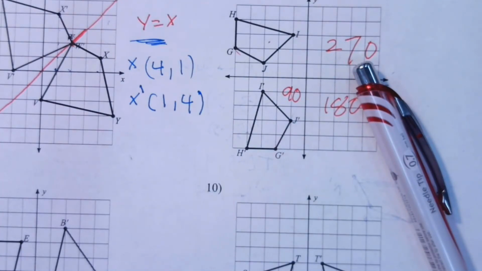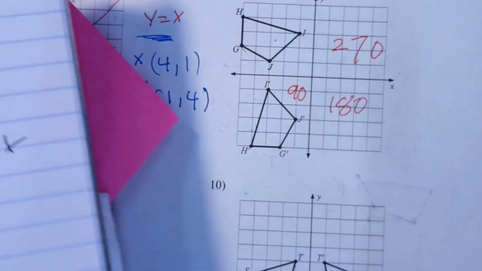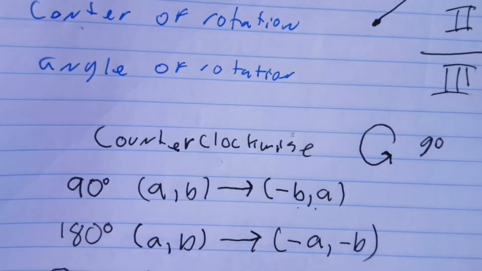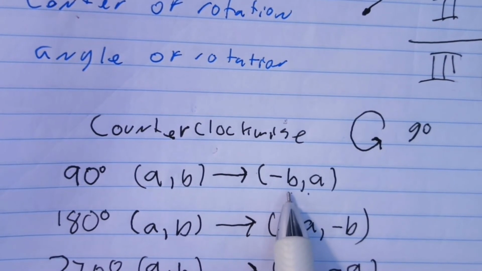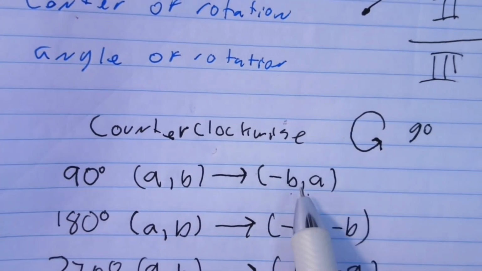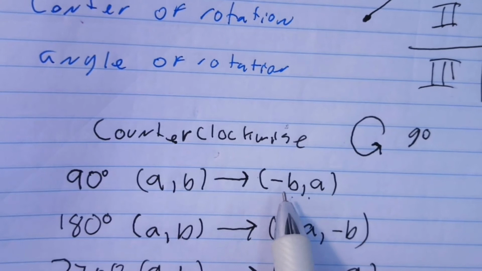Unfortunately, a test with 12 questions means each question is worth 4 points. So 90 degrees is this formula right here. (A, B) becomes (negative B, A). So I switch the order and I change the sign of just the first one.